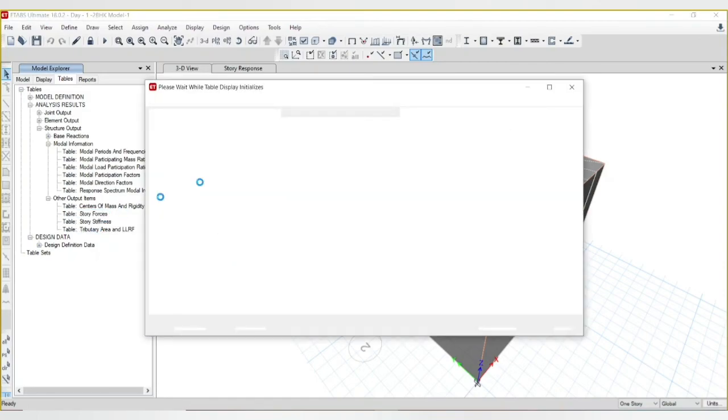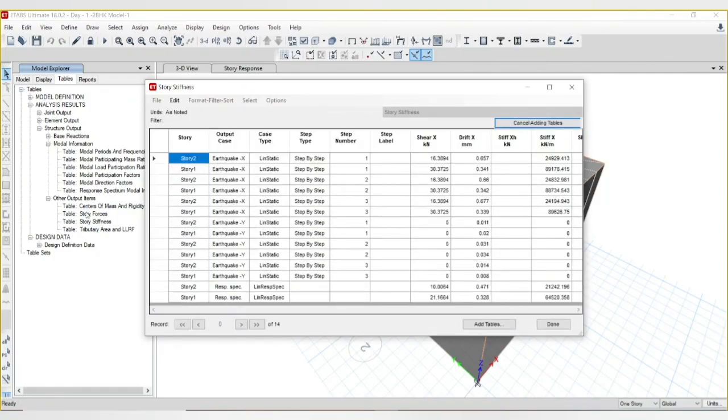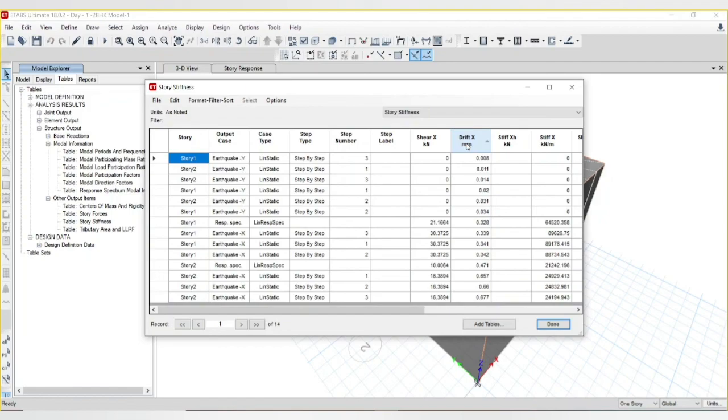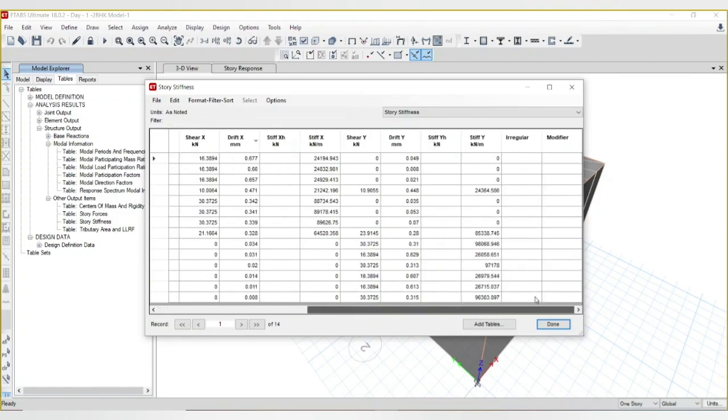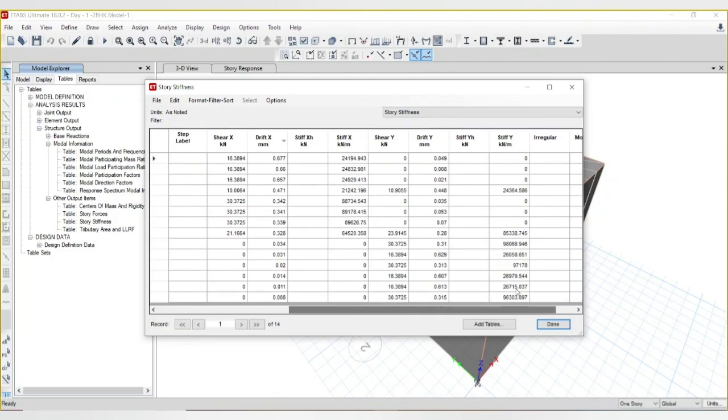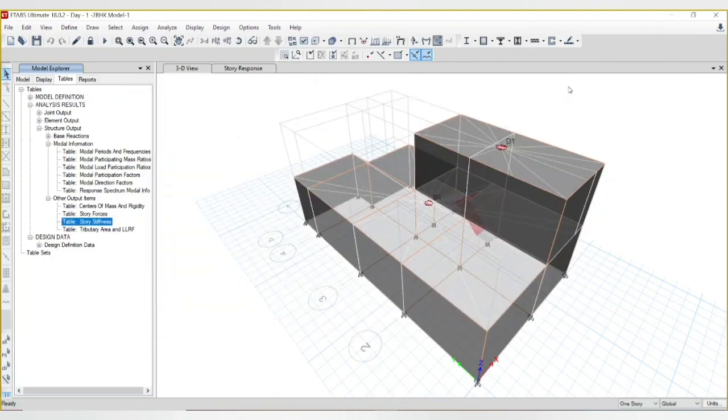Same way you can check the story stiffness. What is the drift? We have seen drift, but what is the maximum drift? We can see that due to earthquake load in X, with linear static, you are having a drift of 0.067 in X direction. Okay, like that you can keep on doing the analysis of the structure completely. This is called response spectral analysis.